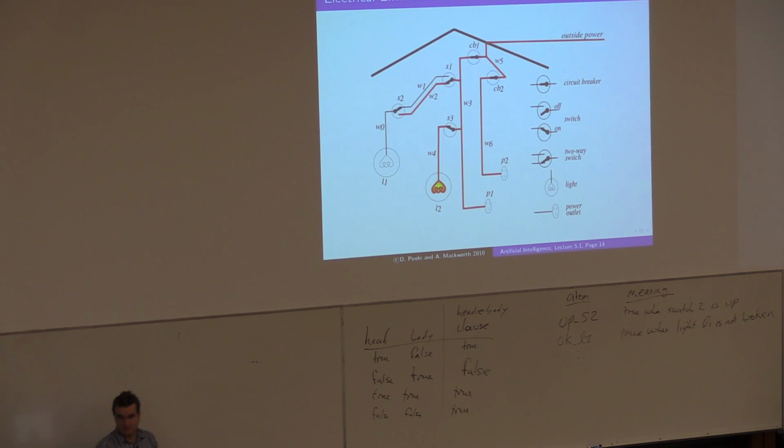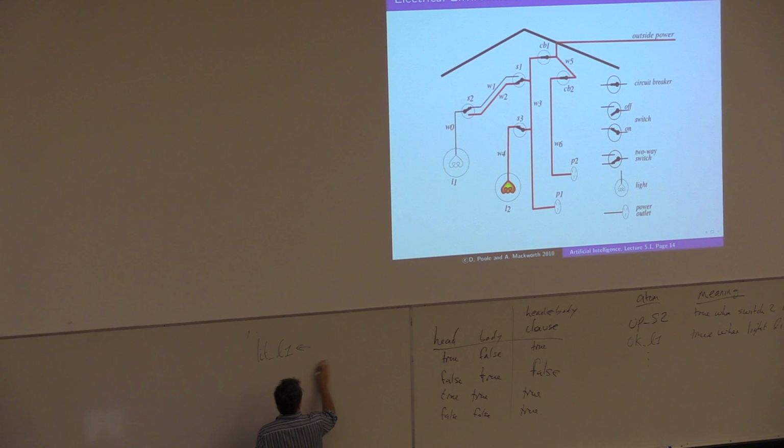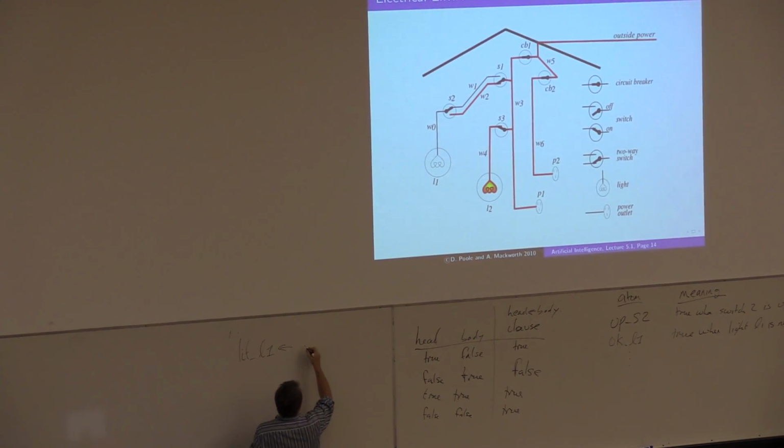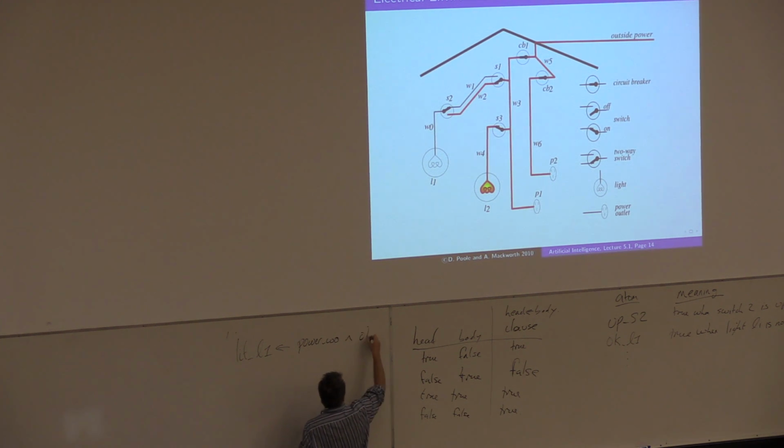So we're going to tell the system things like lit L1 if there's power in W0 and OK L1. And this is the sort of thing that we might get from a model of how electrical systems work.